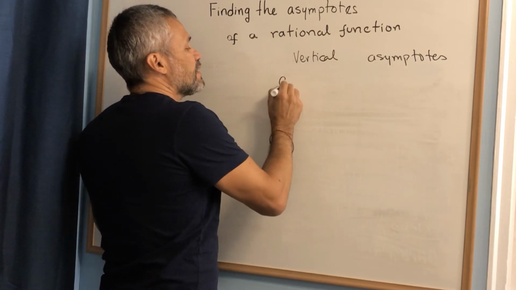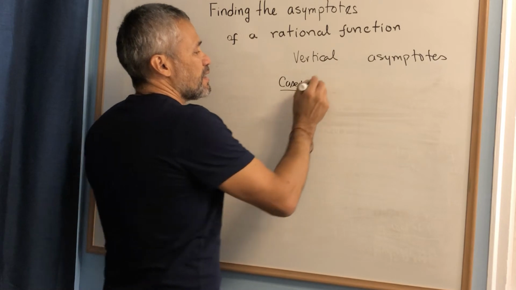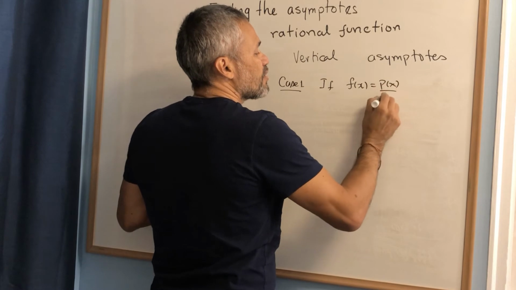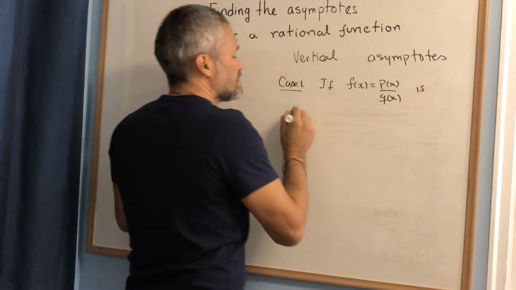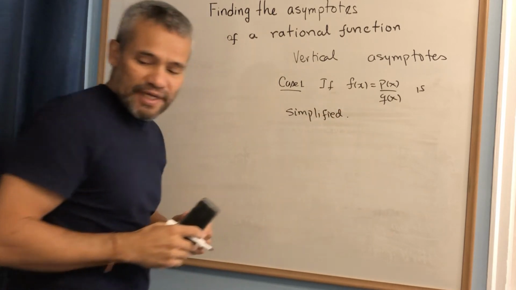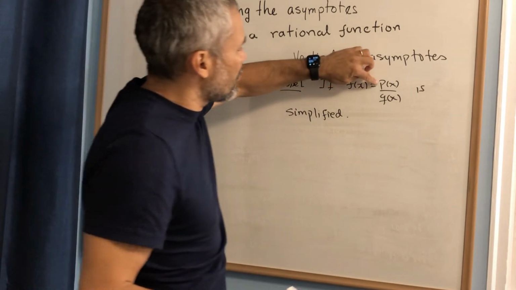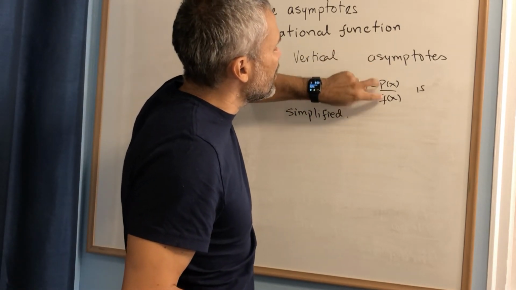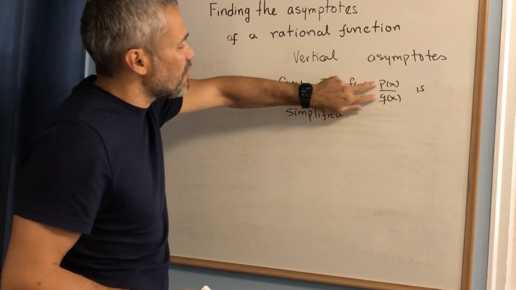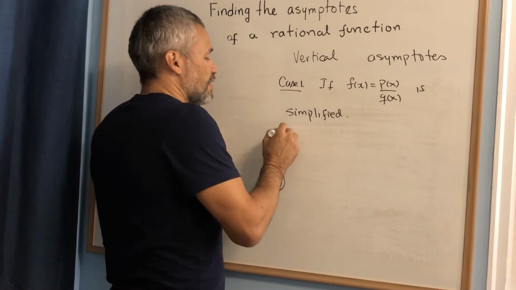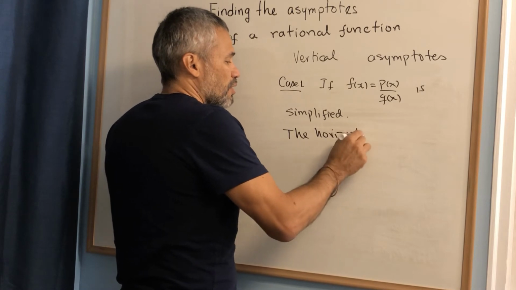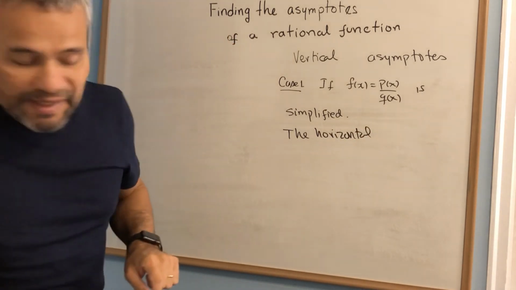Vertical asymptotes. Case number one: if f of x equals p of x over q of x is simplified. This part may be difficult to check, but essentially it says that you factor p completely and you factor q completely, and you can see that there are no terms that cancel out. If this rational function is simplified, then, sorry, we are talking about vertical asymptotes.